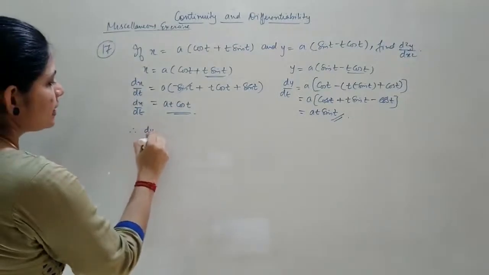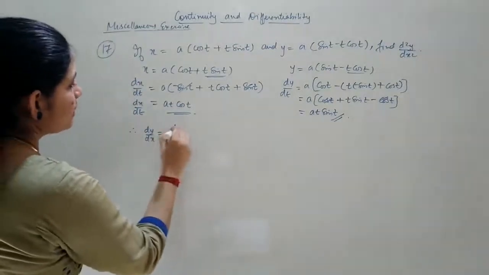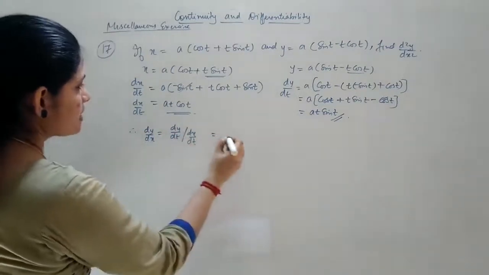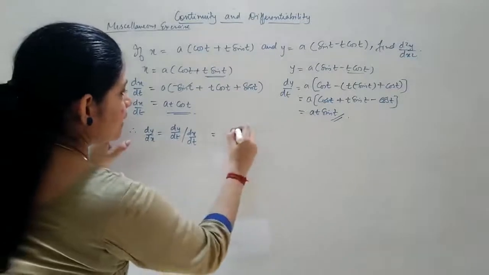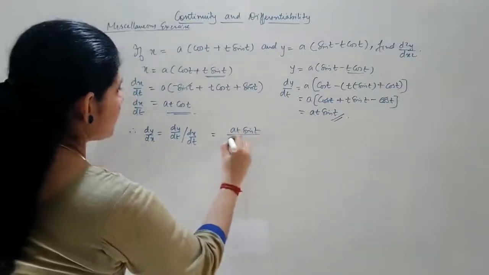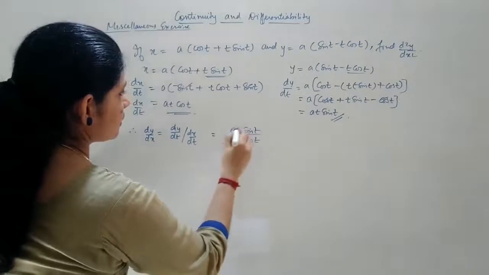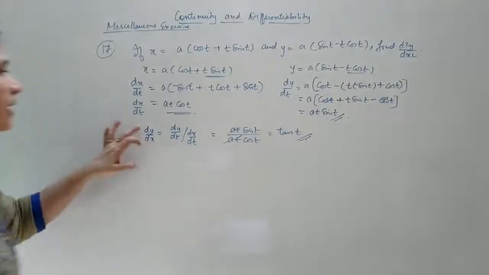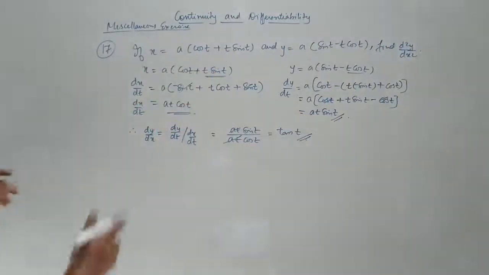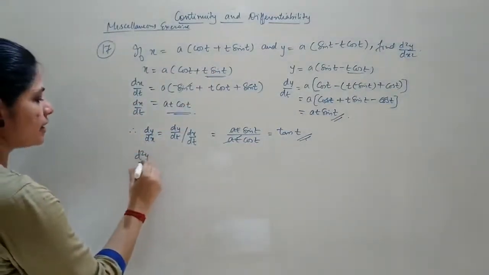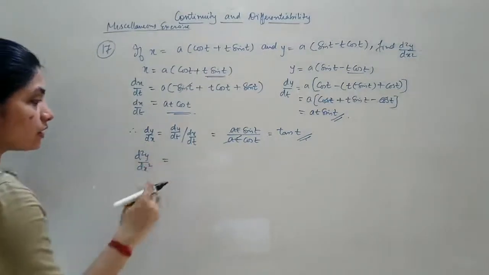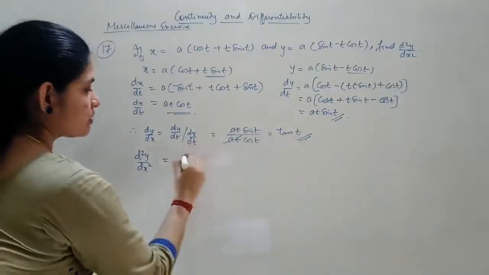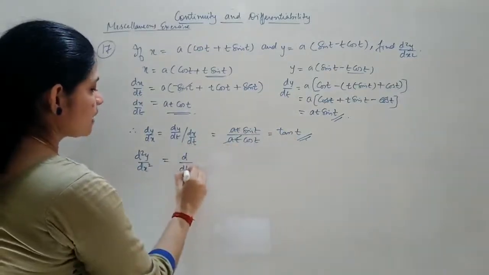Therefore dy by dx will be dy by dt divided by dx by dt. What is dy by dt? a t sin t divided by a t cos t. So you are getting this to be tan t. So this much is your dy by dx. Now the question is, you have to find d square y by dx square, and we cannot write directly the derivative of this because it is with respect to t only. Right? So we can differentiate this term with respect to t only.